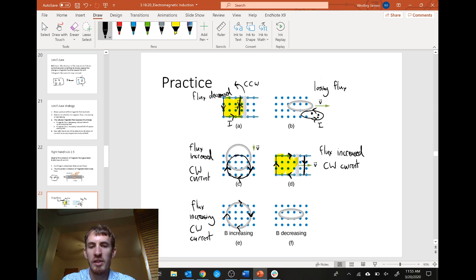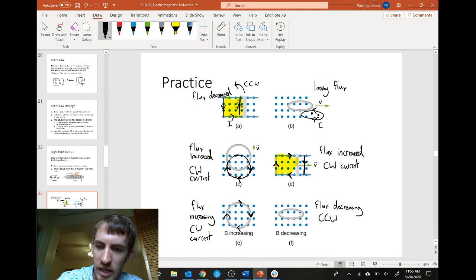Last one, the magnetic field here is decreasing. And so I'm getting less of those in there. So the flux is decreasing. And so I need to make more of them. So I put my thumb out. I need to make more field lines going out. And you get a current that's counterclockwise generating that. Counterclockwise.